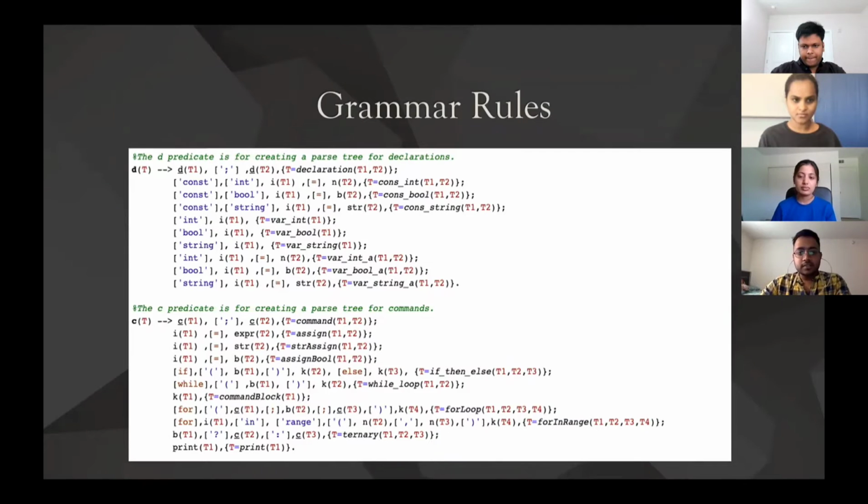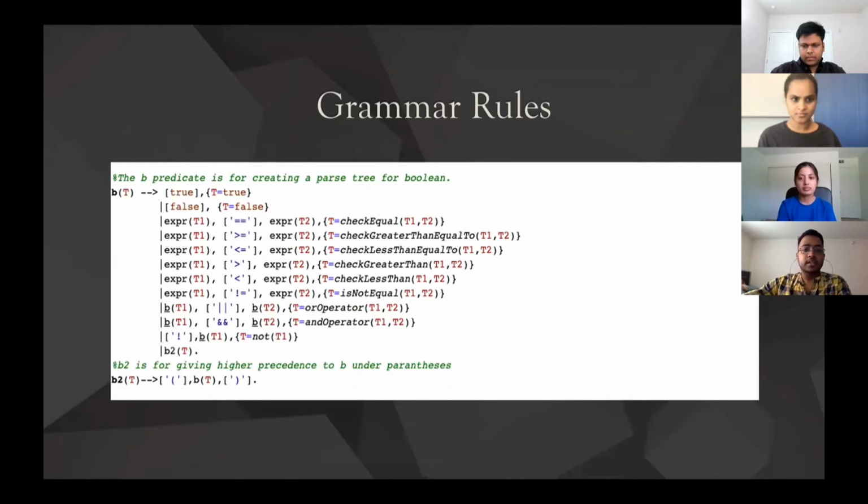The C predicate is for creating a parse tree for commands. The command predicate can assign values to our data types like string, boolean, or integer. We have two types of iterative commands, while and for loops. We have two types of conditional commands, if else and the ternary operator. We also have a for in range, which is similar to our standard for loop with an easier syntax.